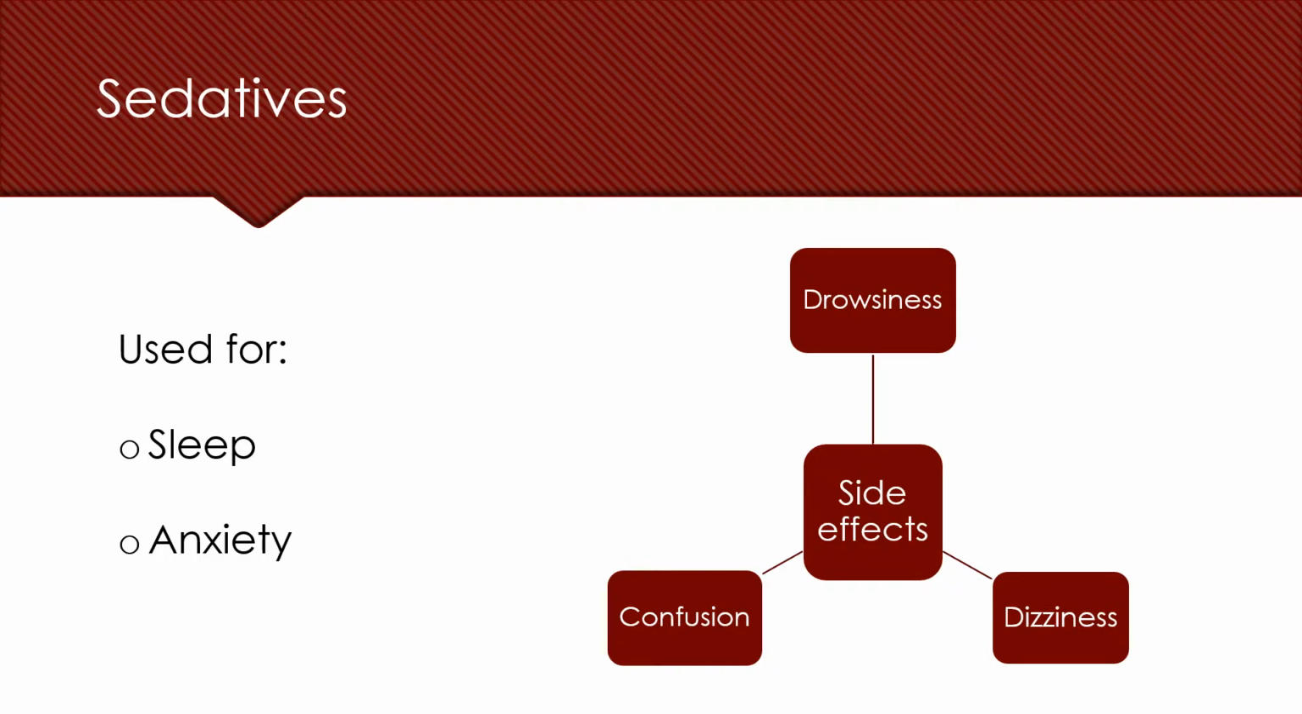Okay, so the next group is sedatives, and these are typically used to treat sleep or sleep disorders and anxiety. And a few of the medications you may have heard about in terms of sedatives are Ambien, Lunesta, and then also the whole category of the benzodiazepines can fall into the sedatives as well. So side effects of these are drowsiness, dizziness, and confusion, all of which can play a role in fall risk.